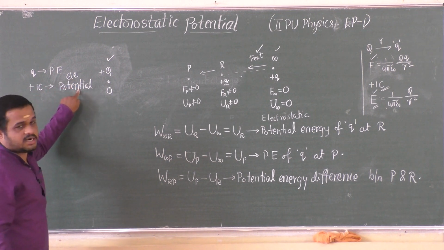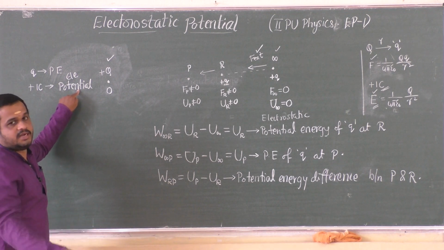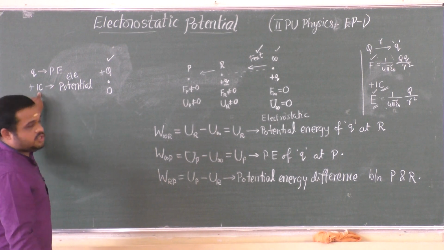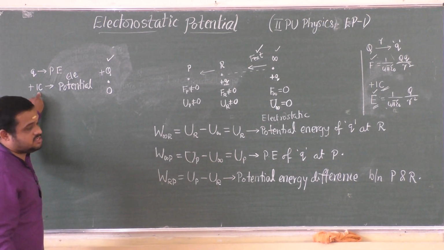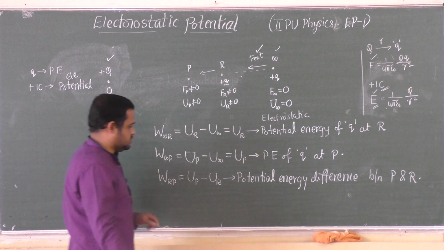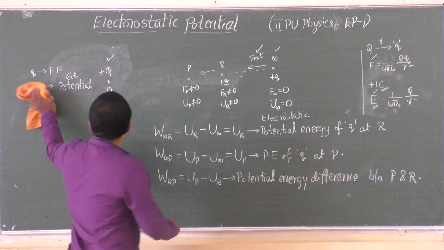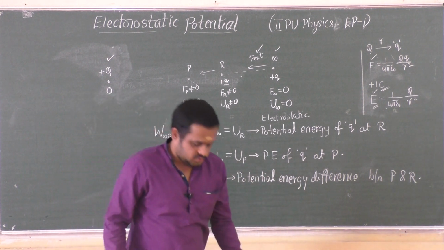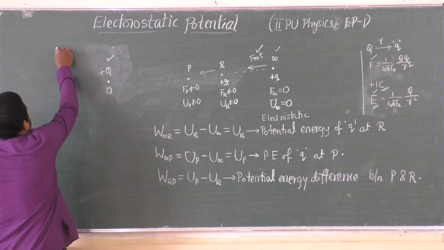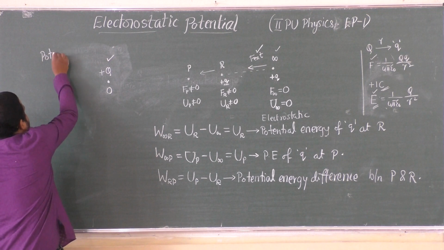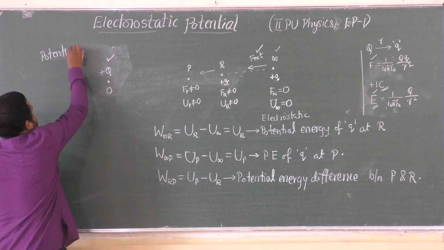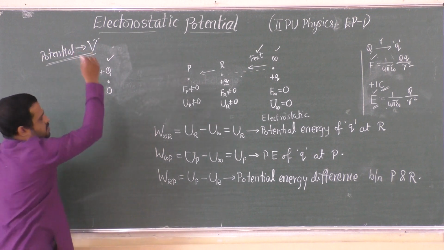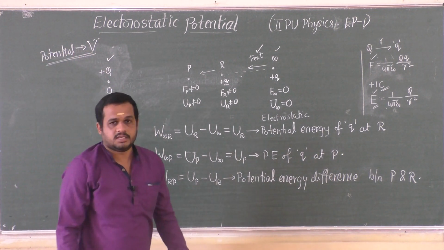Now what is electrostatic potential? It is nothing but the potential energy possessed by the unit positive charge. Potential energy possessed by the unit positive charge. We use the notation V. So electrostatic potential is represented using capital V. Notation for electrostatic potential is capital V.